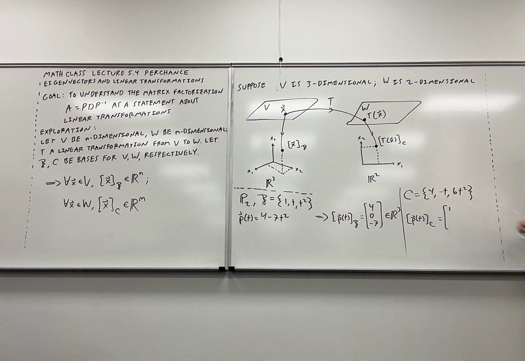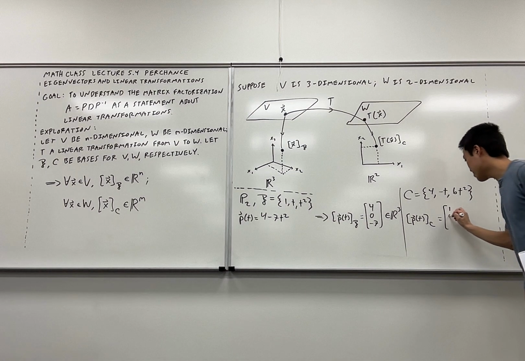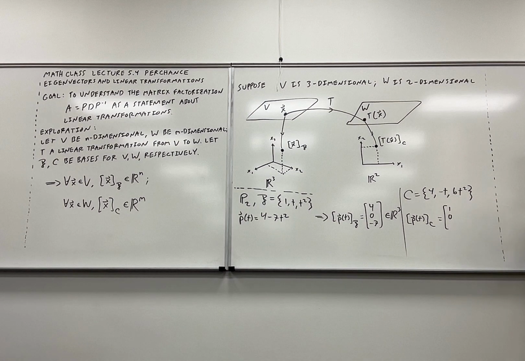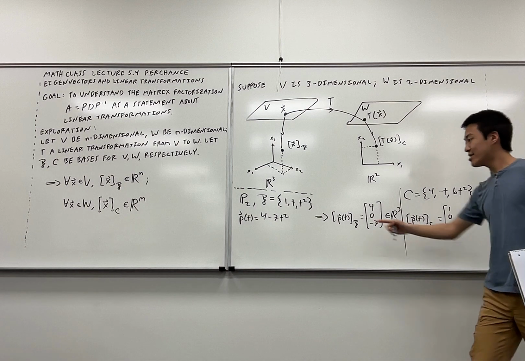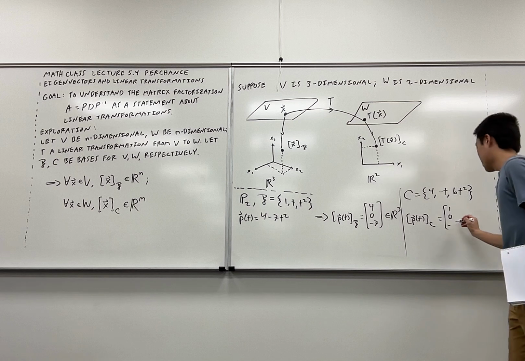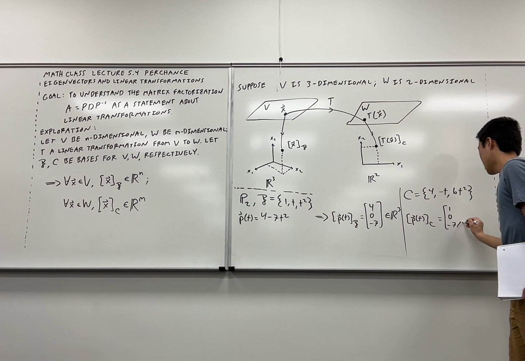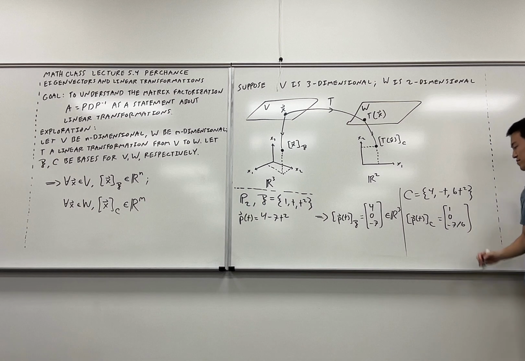What about minus t? Still doesn't matter, right? It's going to be 0. And then what about this one? 6 over negative 7. Yeah. So I want to end up with minus 7, so I have minus 7 over 6 to cancel with that.